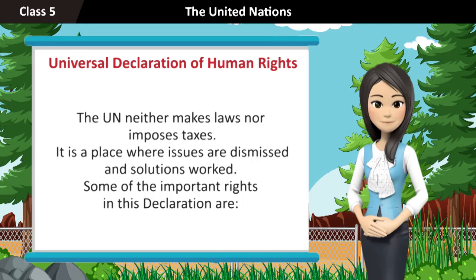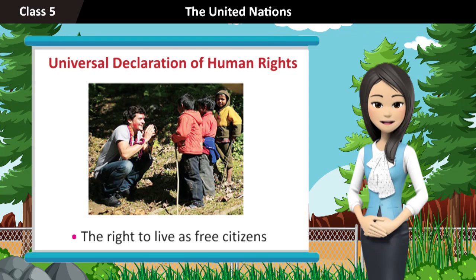Some of the important rights in this declaration are the right to live as free citizens, equality before law, the right to education and employment, the right to freedom of worship, equal pay for equal work, no discrimination based on religion, freedom of speech and writing.